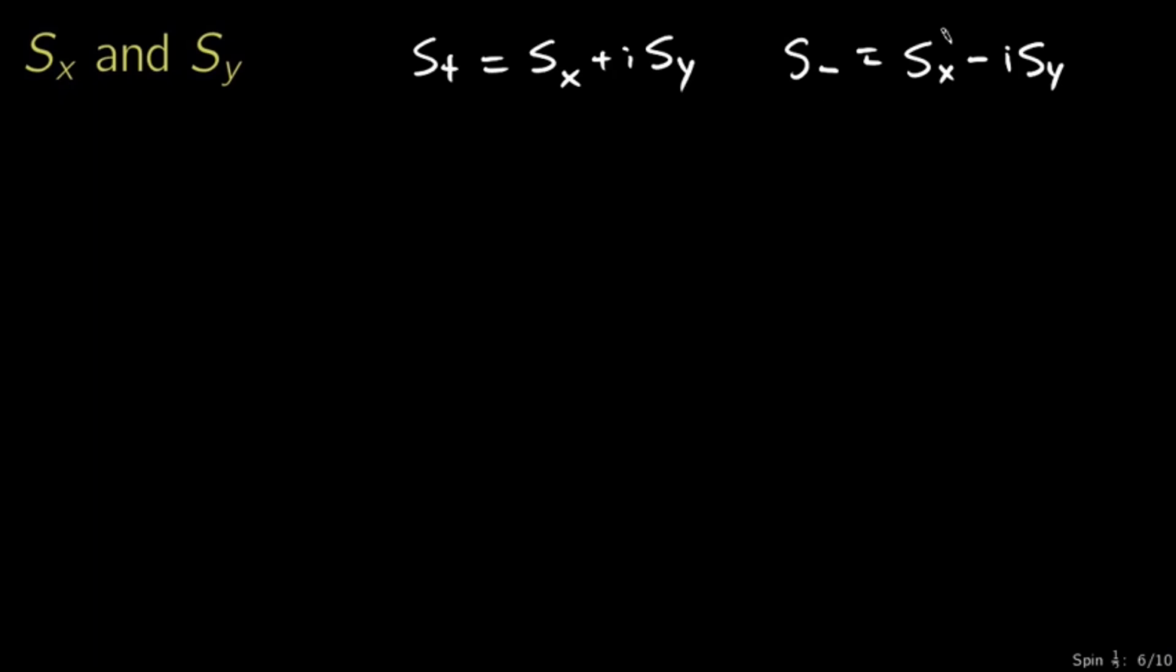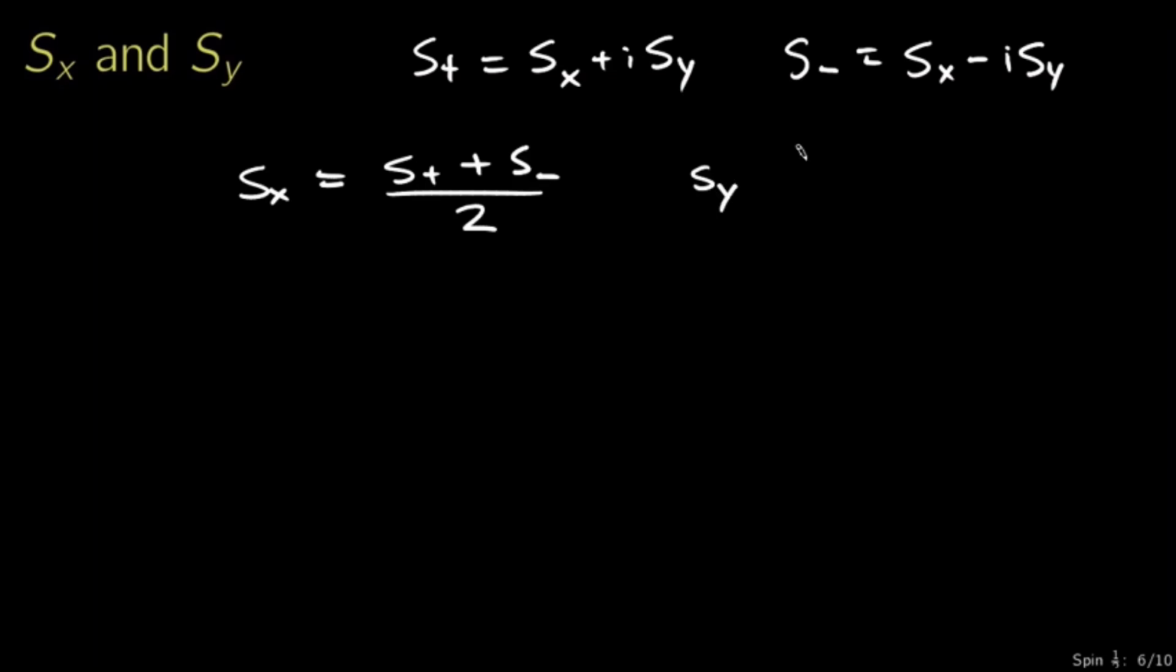Now you can treat these two equations naturally as a system of two equations and two unknowns that you can use to find Sx in terms of S plus and S minus, or Sy in terms of S plus and S minus, or you can simply look at the equations. If I told you that S sub x was equal to S plus plus S minus divided by 2, it shouldn't surprise you. If I add these two equations together, Sx plus i Sy plus Sx minus i Sy, the i Sy parts are going to cancel out, and I'm going to be left with 2Sx. So I divide the overall result by 2, and I get Sx.